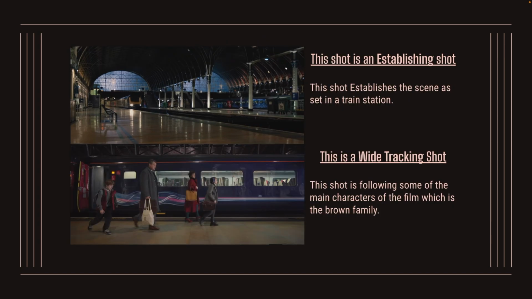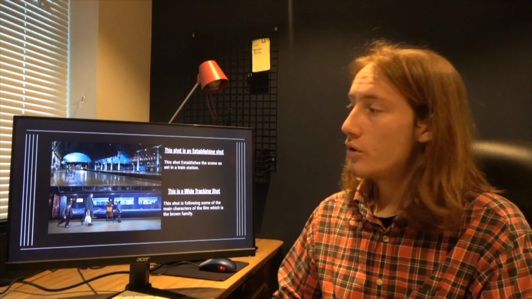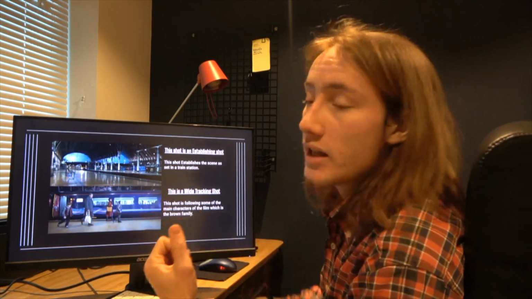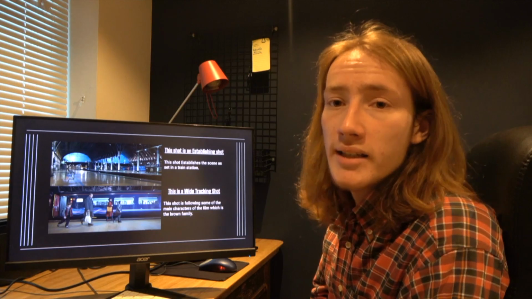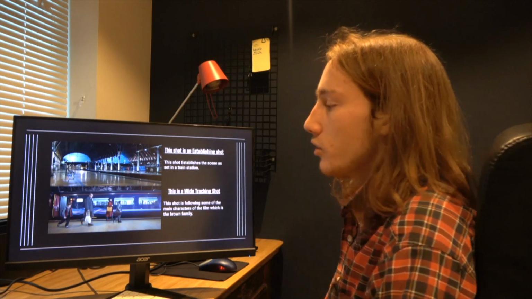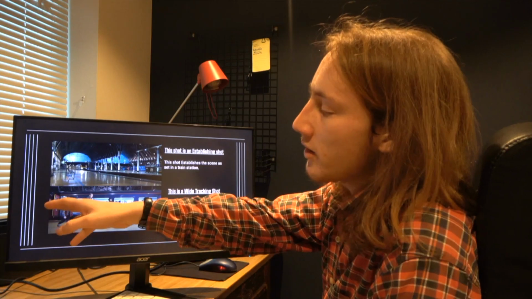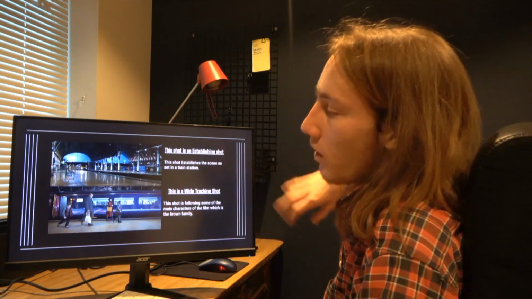This first shot is an establishing shot. This shot establishes the scene is set in a train station. It also establishes the first action of the scene, which is the train coming into the station. So maybe on a shot list, this might say train arriving in train station. This next shot is a wide tracking shot. This shot is following some of the main characters of the film, which is the Brown family. And here it just shows the characters getting off and just going along the platform.